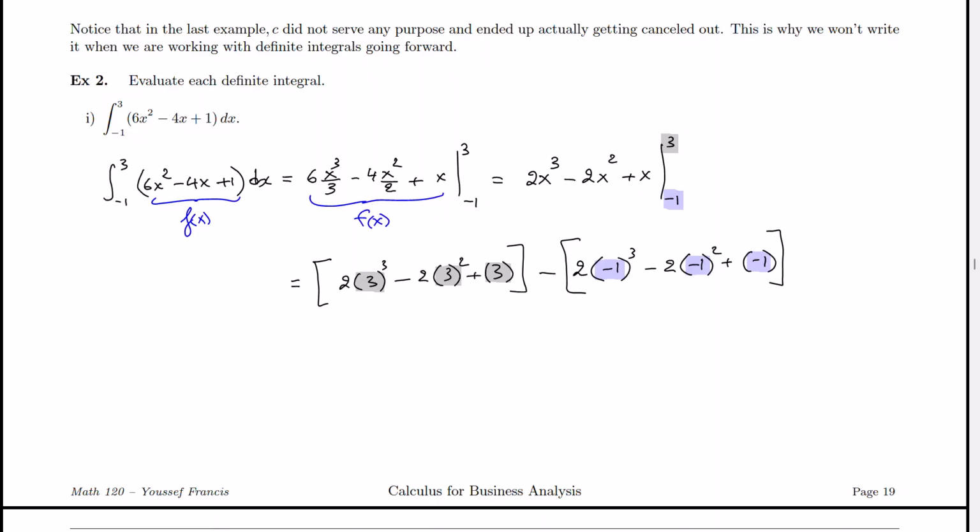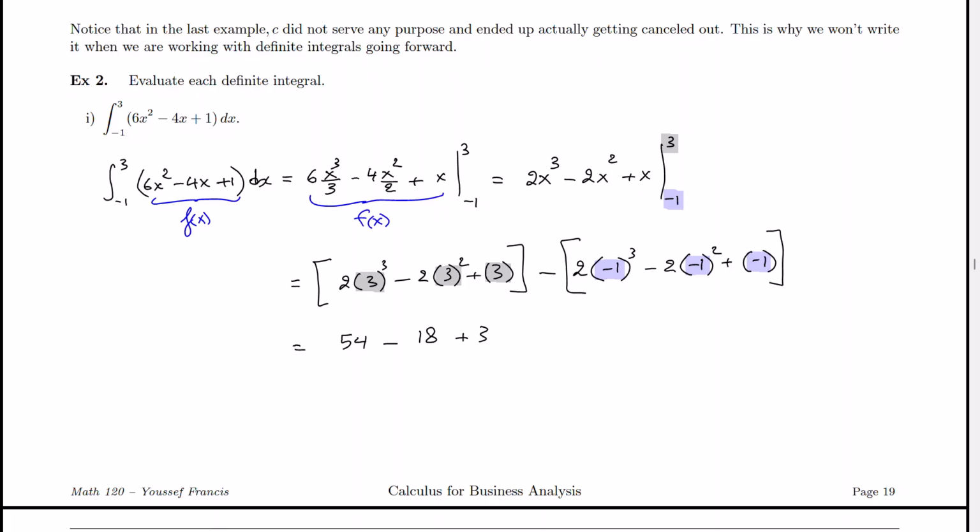And at this point in time, you can do this by hand or you can use your calculator. It's up to you, it doesn't really matter. However you want to do it, it's fine either way. So 3 cubed is 27, times 2 that's going to be 54. 3 squared is 9, times 2 is going to be 18. And finally there's a 3 there.